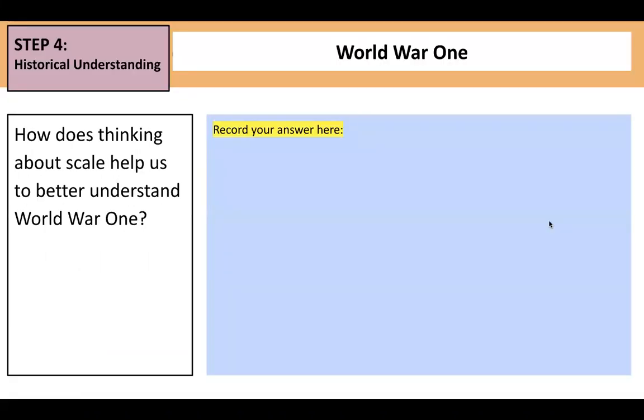This is the fourth step. And when we think of historical understanding, it's not only knowing what was happening, we're also looking for the so what. Why are we using scale to understand this historical moment? Why are we not using any other tool? And this is where it's going to be important. Why is scale changing how we view World War I? And to do this, let's actually look at our previous steps.